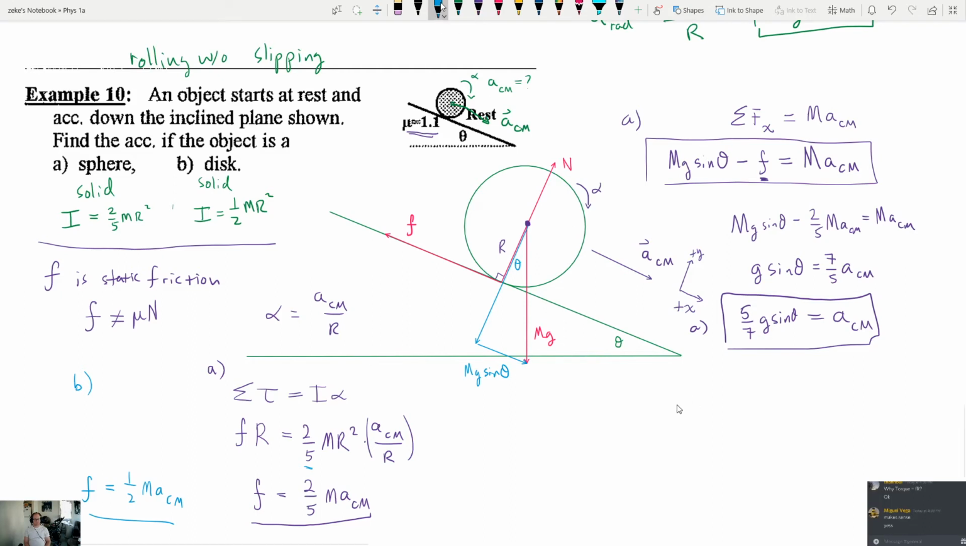If we do the same thing for part B, we get mg sine theta minus, instead of 2/5 M A_CM, minus 1/2 M A_CM. Then we can solve this one, and I think this will add a half over here, so you'll have 3/2. You'll ultimately end up getting 2/3 of g sine theta. And you can do this for any shape you want to, and you're going to get different answers. The objects that roll down the ramp the fastest, with the most acceleration, are the ones that have the smallest moment of inertia.